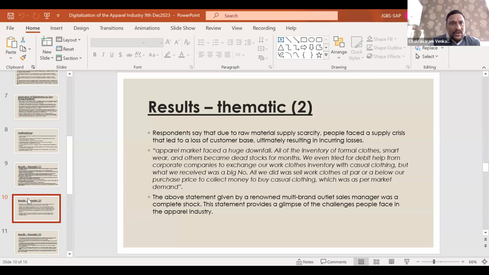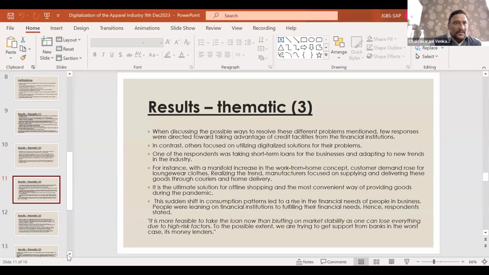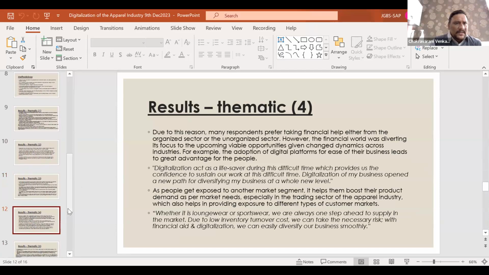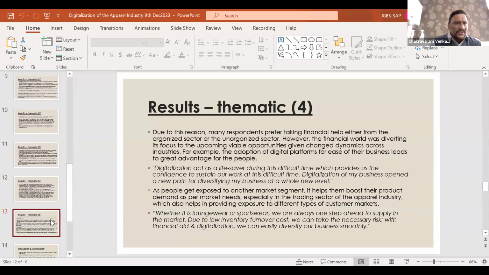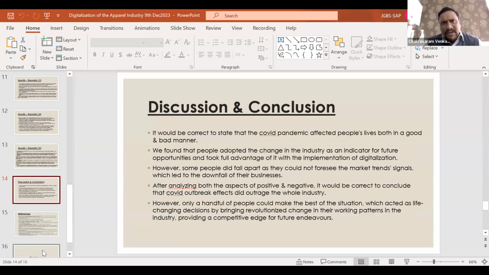Results of thematic 2 and 3. All these responses are what we received from the interviewed candidates. Now I come to the discussion and conclusion.